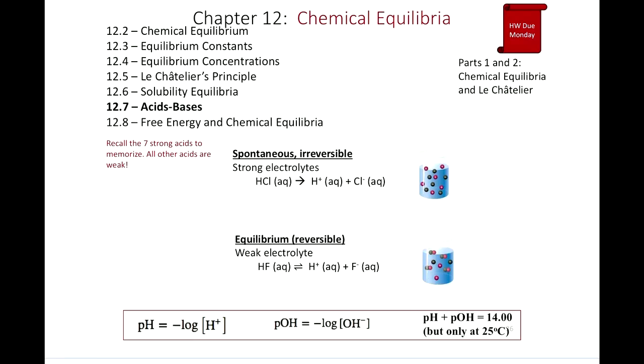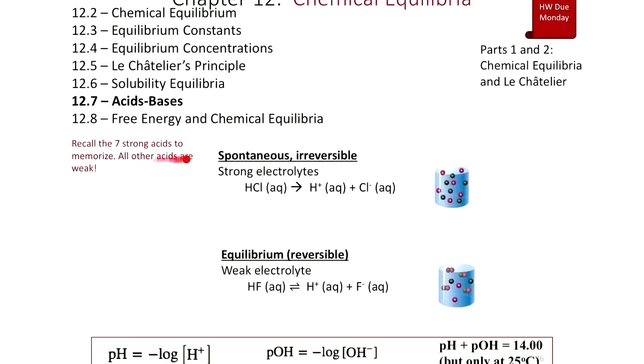We had, what, 7 strong acids to memorize, right? So there are 7 strong acids. We called them strong acids because they fully ionize in solution. Then every other acid in the world is a weak acid. There's only 7 you have to memorize that are strong. Let's remember, what are those 7 strong acids?